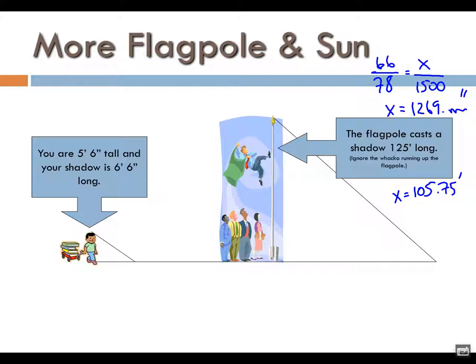So instead of 1,500, I just put 125. You left it in feet? Yeah. But this is in inches. I know, but I got 105 as my X. Wait, so you have inches on this side, you have feet on this side, and you got the right answer.